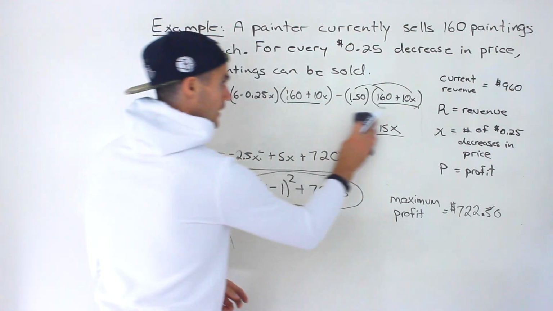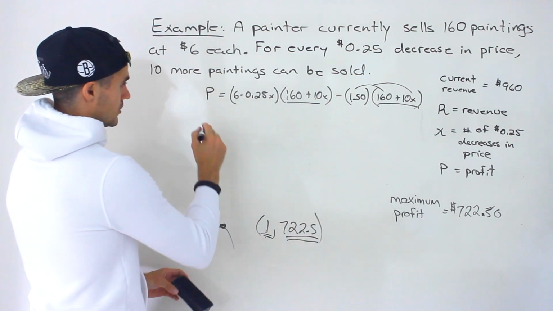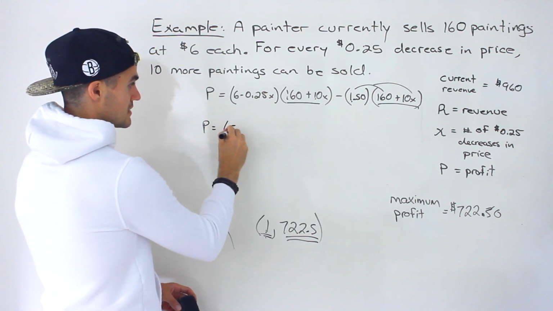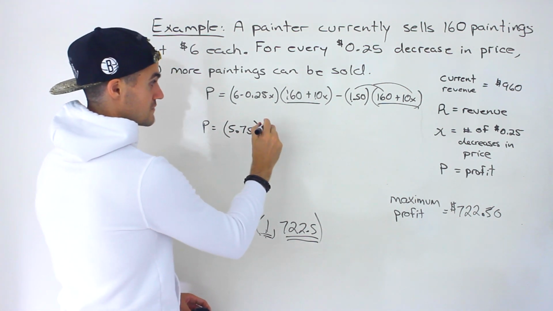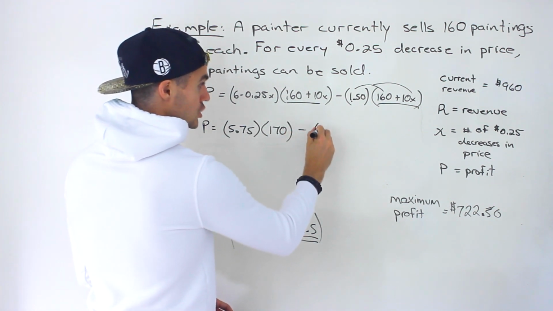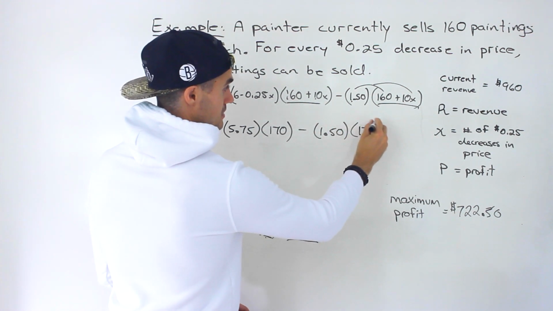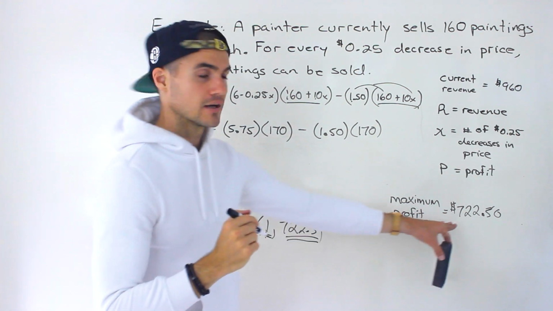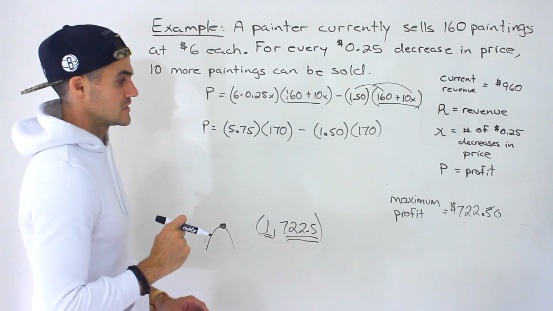Okay, so like if you wanted to break it fully down, the profit is going to be maximized when we sell each painting for $5.75. And if we do sell each painting for $5.75, we're going to sell 170 paintings. And then each of those paintings that we sell, 170, is going to cost us $1.50. And when you do this algebra here, you'd end up getting that profit right there of $722 and 50 cents.